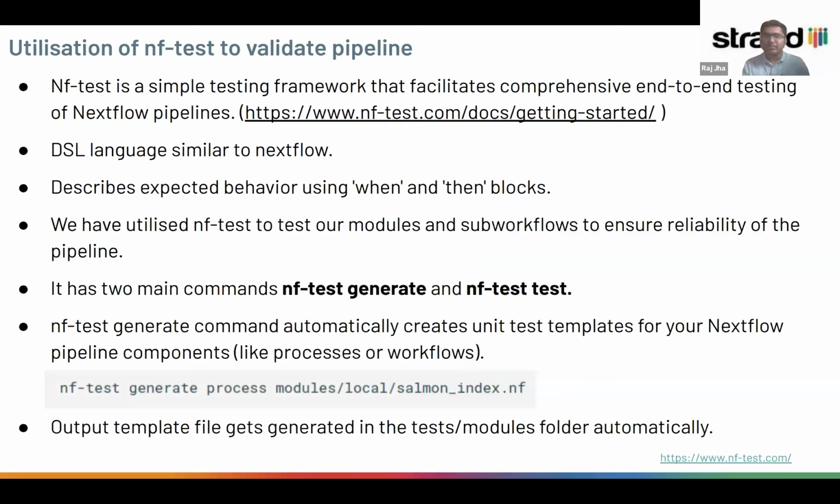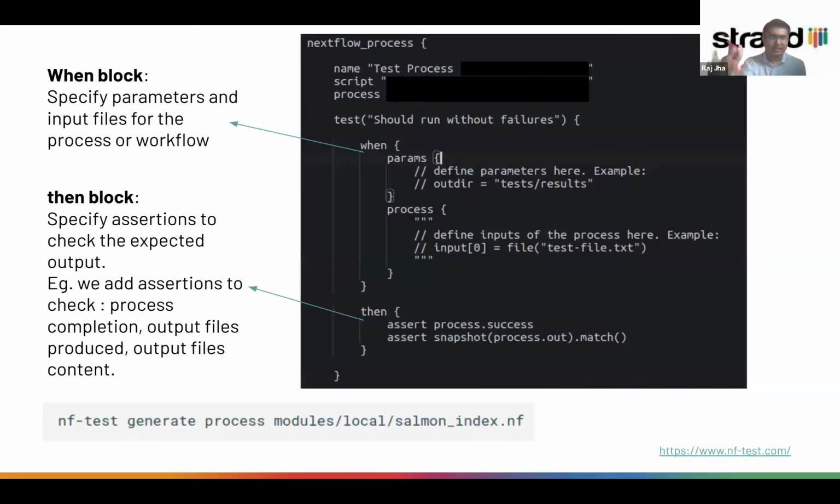The language is also very similar to Nextflow, and you don't have to do anything. You just have to explain the desired behavior using the when and then blocks, right? So what are the when and then blocks? The when block is basically the place where you will put your parameters. So as you can see, here are two parameters, right? There is outdir, which is the output directory, and then the second is input parameter 0, which is the input that you'll get.